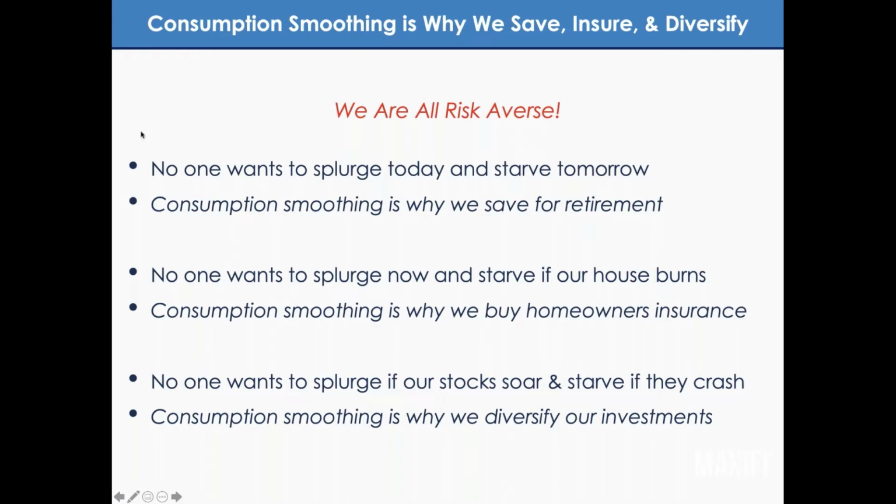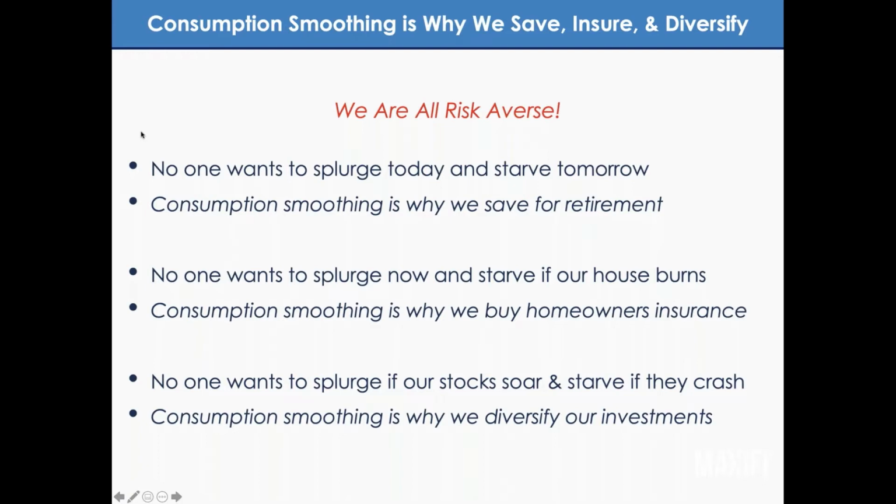So consumption smoothing, satiation, risk aversion, this all explains why we buy homeowners insurance and every other kind of insurance, whether it's car insurance or health insurance. Some of us even buy pet insurance. It's all about consumption smoothing.